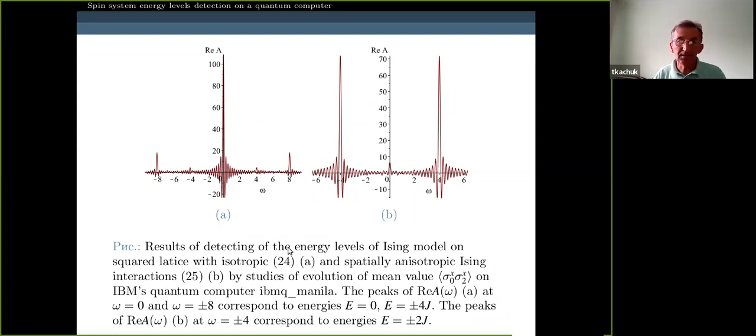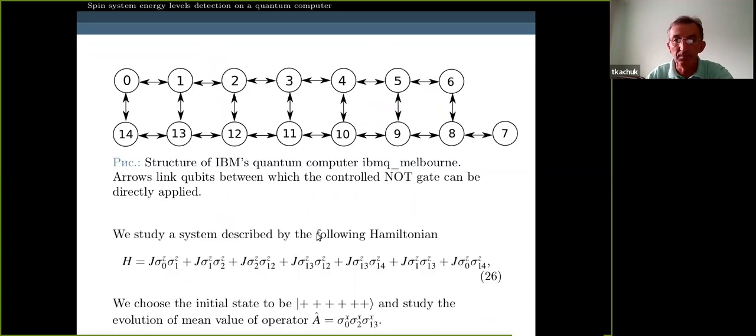It was strange for us the first time when we found this result, because the result for time dependence is not so good, but the peaks correspond in a very good way to the energy levels of the system.